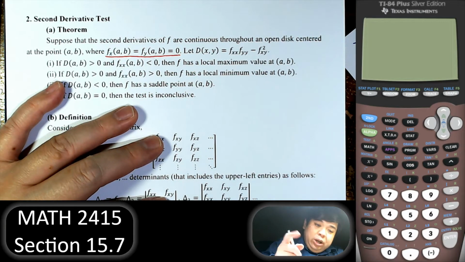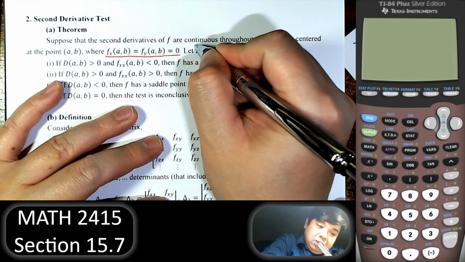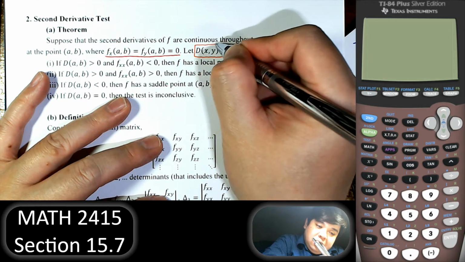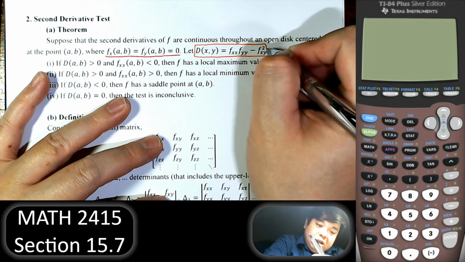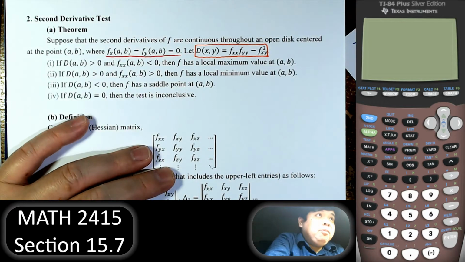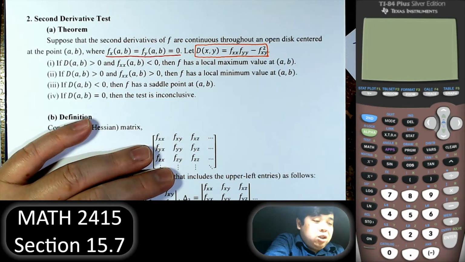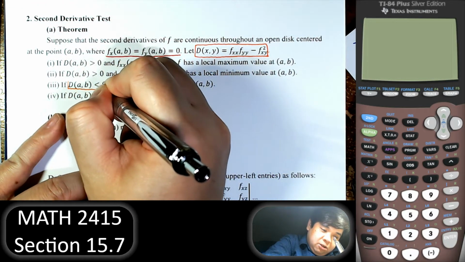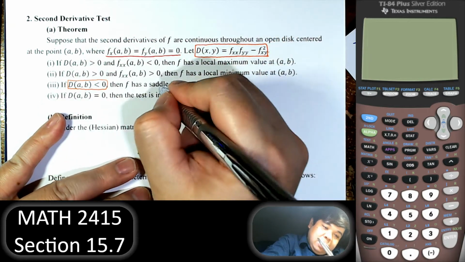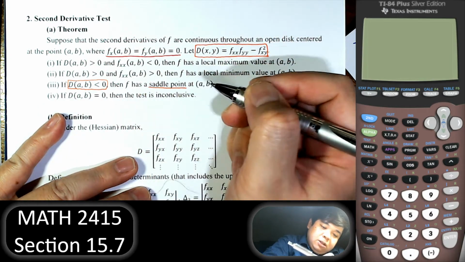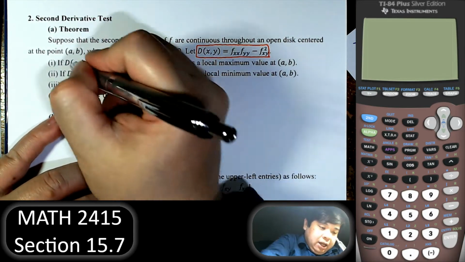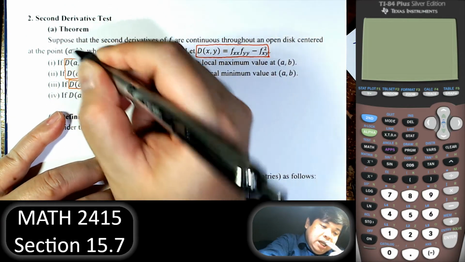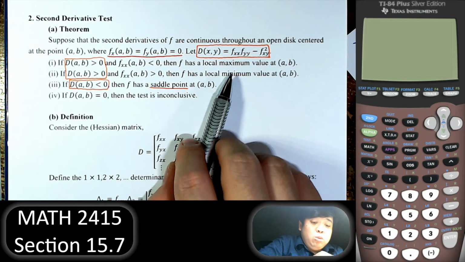After that, we determine D. The reason we use D is because that stands for discriminant, so that helps us determine if it is a maximum or minimum. Right. So for the discriminant, if it is less than 0, it is a saddle point. If it is greater than 0, it could be a maximum or it could be a minimum.